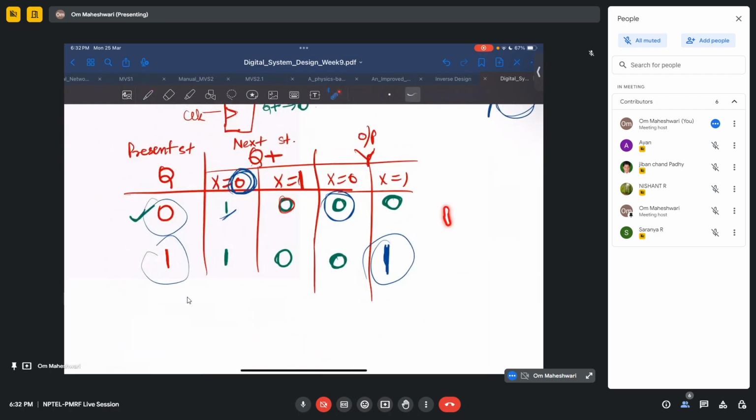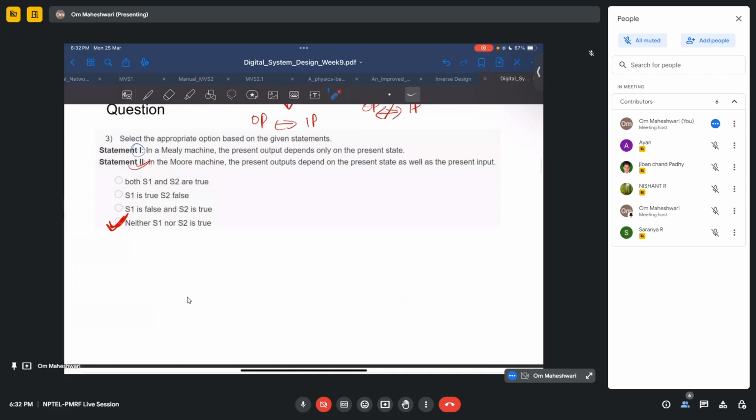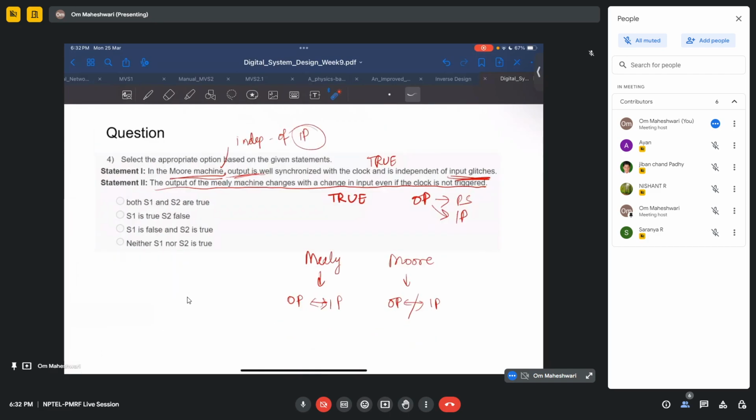This is a Mealy machine. If the present state is, you're in state one, just by changing input, you're not changing any state. For state change, clock is required. But input can change at any time, irrespective of what is happening to the clock. So just by changing the input, you can go from 0 to 1. So even if clock is not triggered, input change may change your output.